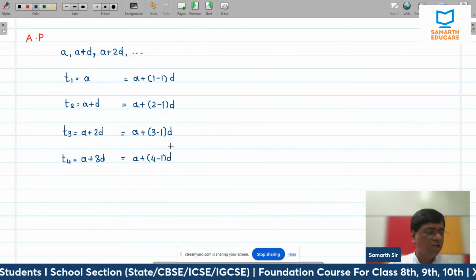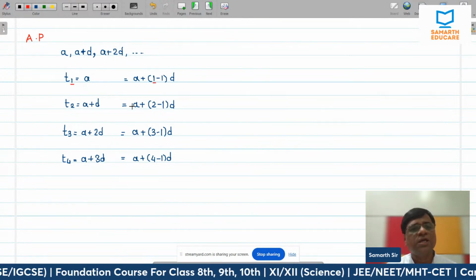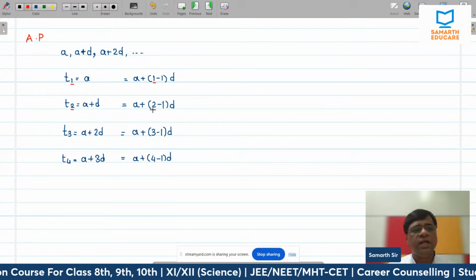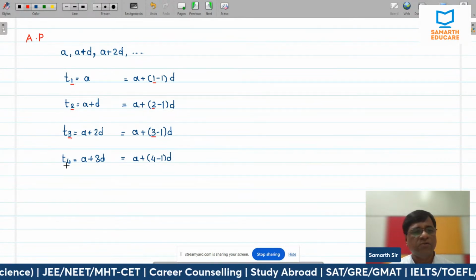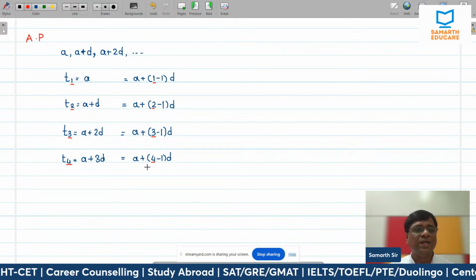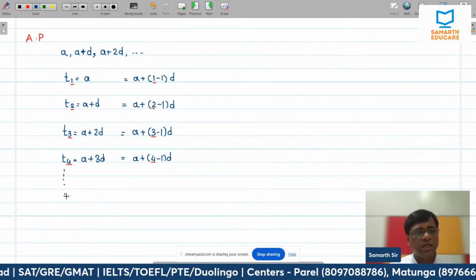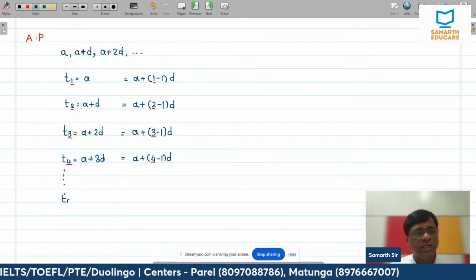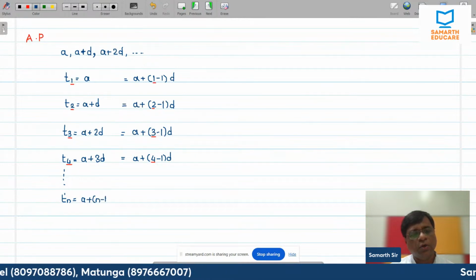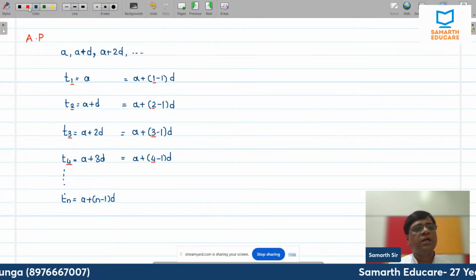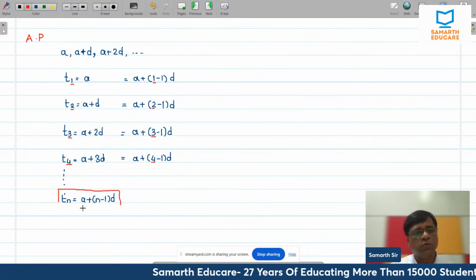D, right? If you observe this properly, when I'm writing the first term, it is 1 minus 1 D. When I'm writing the second term, it is 2 minus 1 D. The third term, 3 minus 1 D. The fourth term, 4 minus 1 D. Naturally, if I go on writing like this, a time will come when I'm talking about the nth term, it will become A plus n minus 1 into D. The nth term becomes A plus n minus 1 into D.